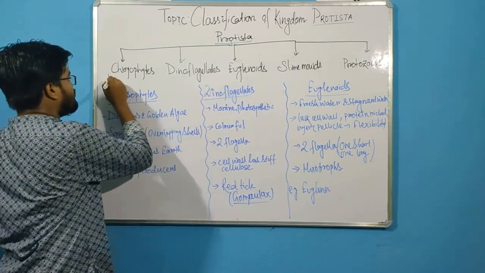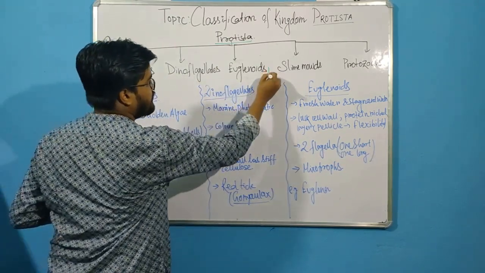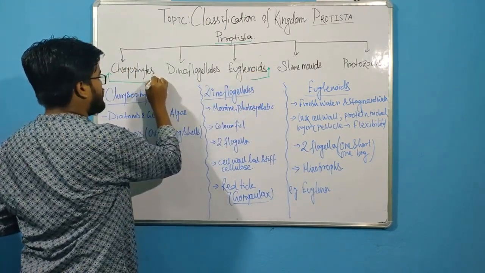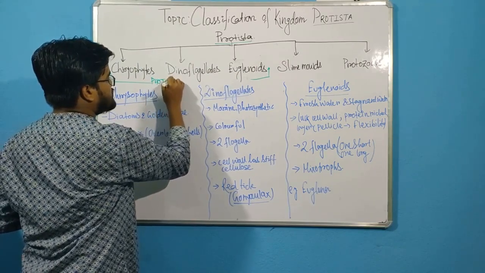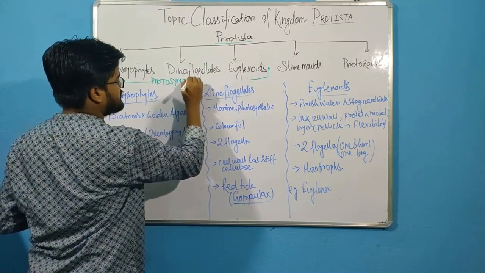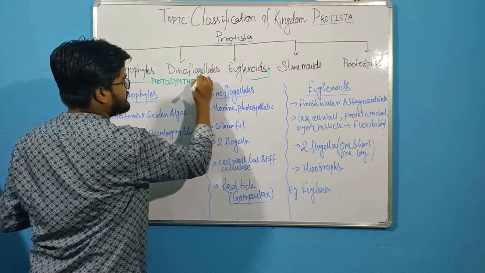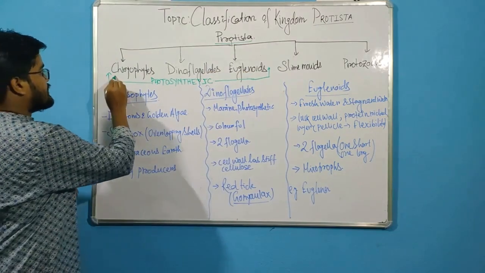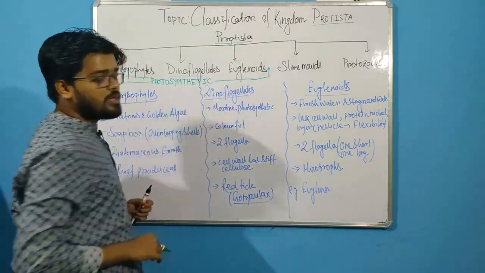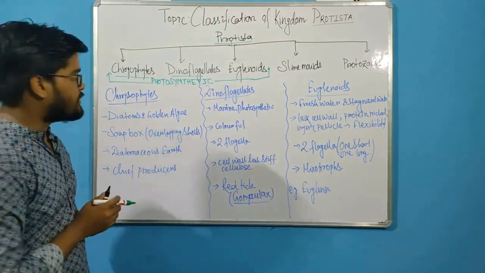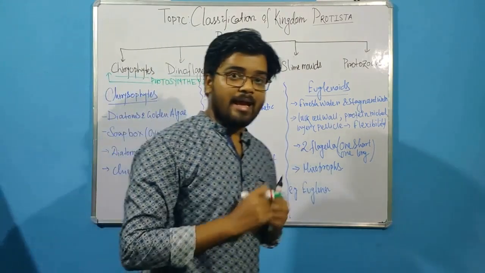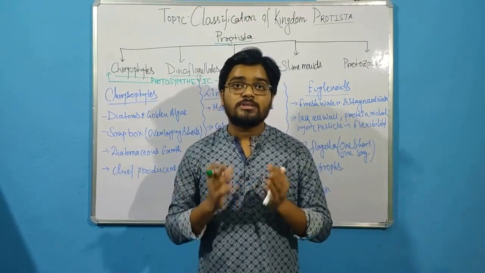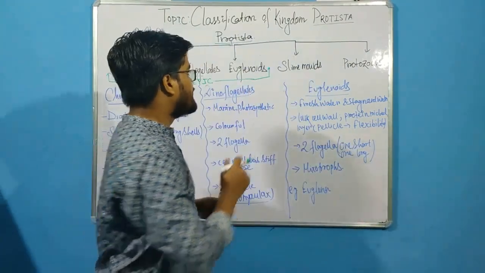Here is a very important point: the chrysophytes, dinoflagellates and euglenoids are generally photosynthetic protists. Why? Because they have chlorophyll pigment, and as they have chlorophyll pigment, they are able to do photosynthesis. That's why they are called photosynthetic protists. Clear?